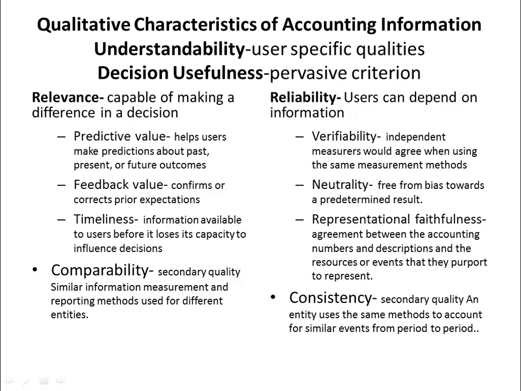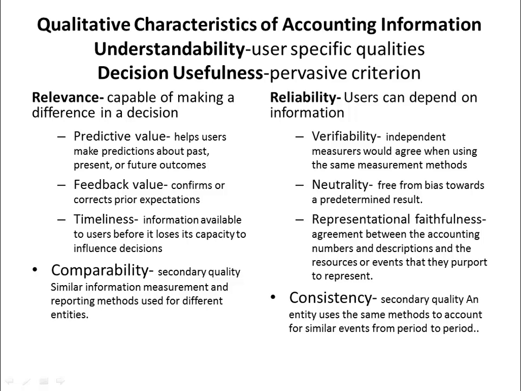The second characteristic is that the information is useful for the decision at hand. In other words, the user can make informed decisions and good judgments based on the information. Now, underlying these are some other characteristics, and one is relevance. In order for the accounting information to be useful and understandable, it has to be relevant.